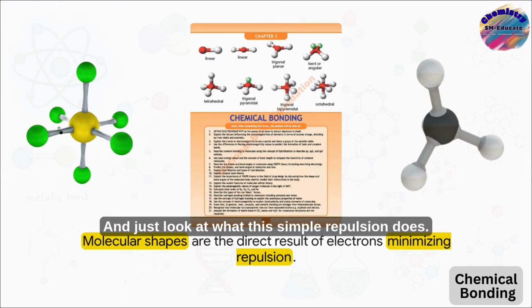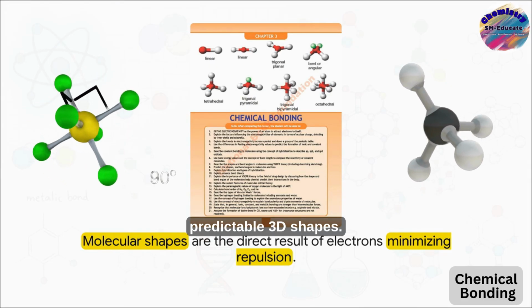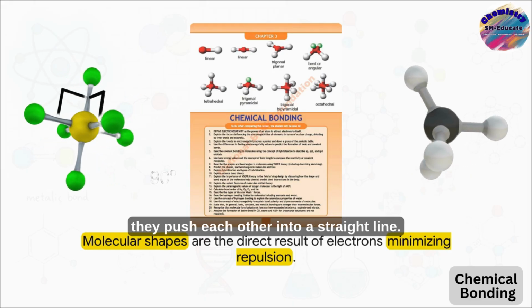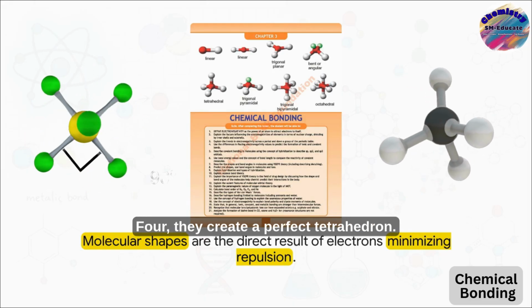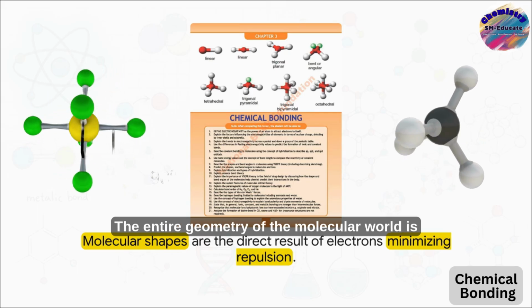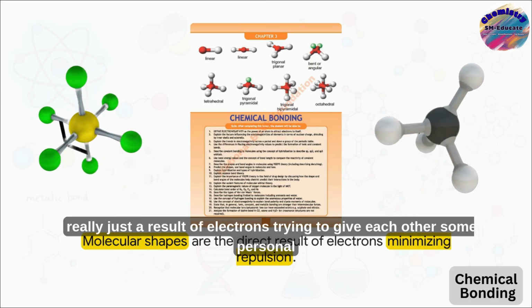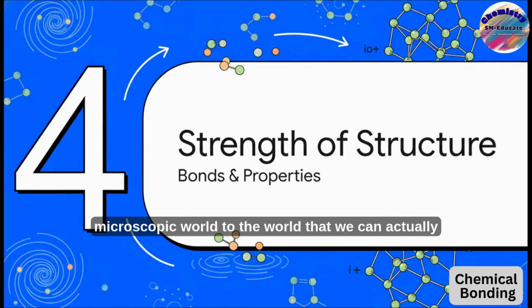And just look at what this simple repulsion does. It forces molecules into these beautiful, predictable 3D shapes. If you have 2 electron pairs, they push each other into a straight line. 3 pairs, they form a flat triangle. 4, they create a perfect tetrahedron. The entire geometry of the molecular world is really just a result of electrons trying to give each other some personal space.